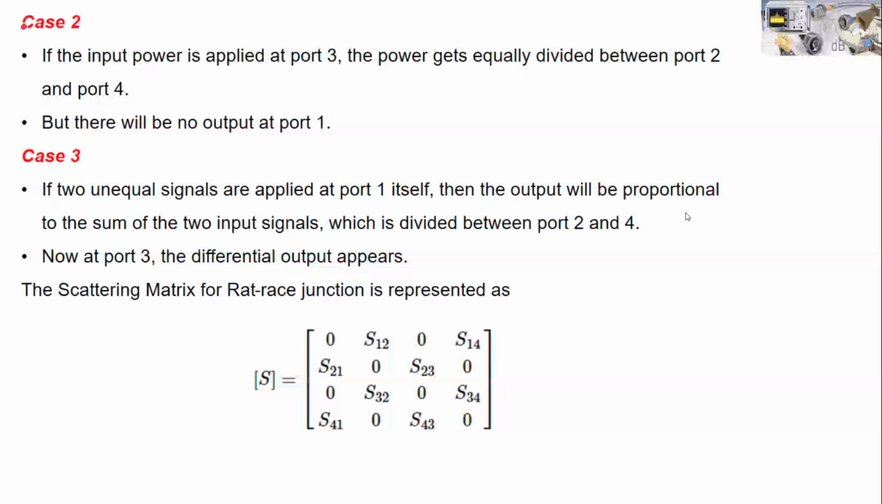Similarly for case 2, the same thing will be there. If the input power is applied to port 3, the power gets equally divided between port 2 and port 4, but there will be no output at port 1. Same thing, crystal clear, point by point I have explained to you, and correspondingly there is no need to find the S parameter matrix in order to make it more complex. Not required, because you have already seen it, it will be more or less the same as your E plane, H plane and magic T. So just remember this matrix is very important.